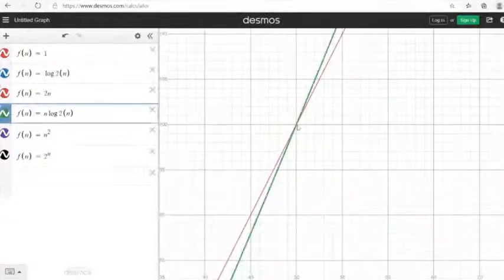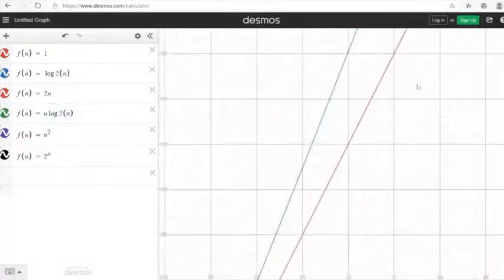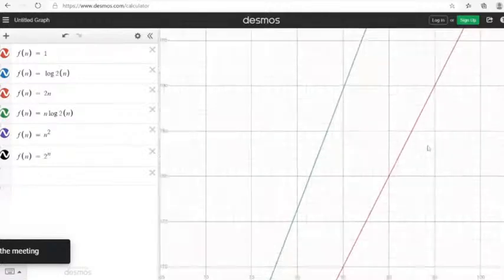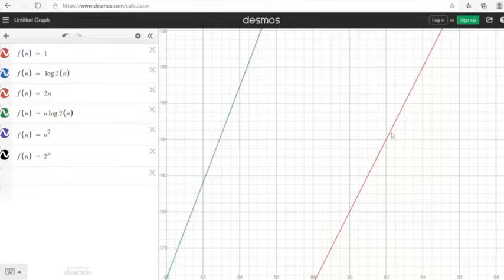Up to if the input is 50, it is okay. But after the input is 50, just look at the growth. If you look at the growth, n log n is definitely greater than 2n. So I would say that 2n is lesser, and only then n log n is coming.